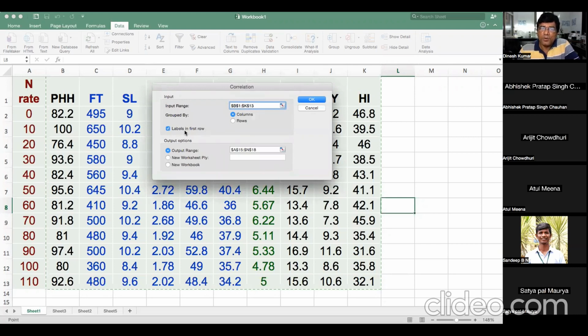Labels in the first row. If labels are there in the first row, labels means PHH, FT, SL, so you click here. It will not use them for analysis, but it will use them for identity.